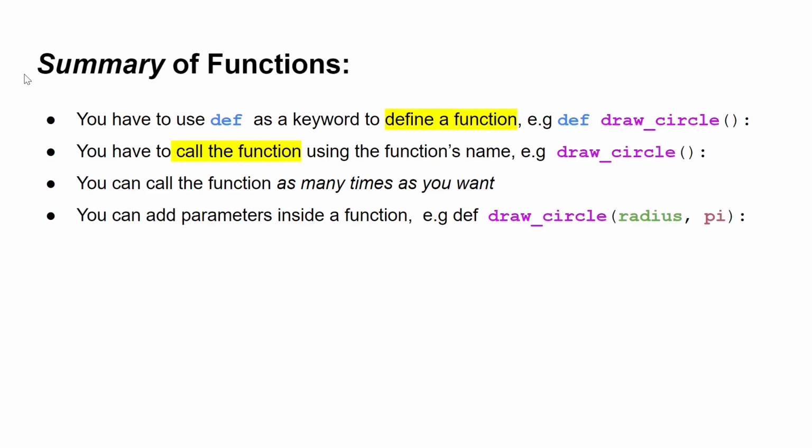So before I end this video, I'm just going to go through a quick summary of functions. So we have to use def as a keyword to define a function, and for example we can use def draw_circle, and then we also have to call the function using the function's name. For example, draw_circle, and you can call the function as many times as you want, and then you can add parameters inside of a function. And for example, I'm using draw_circle and radius and pi.